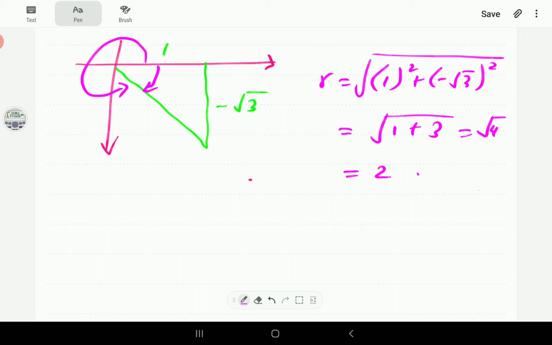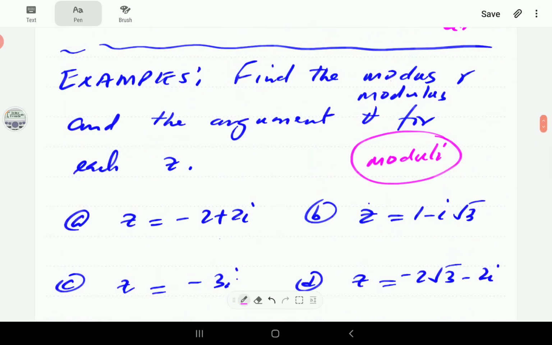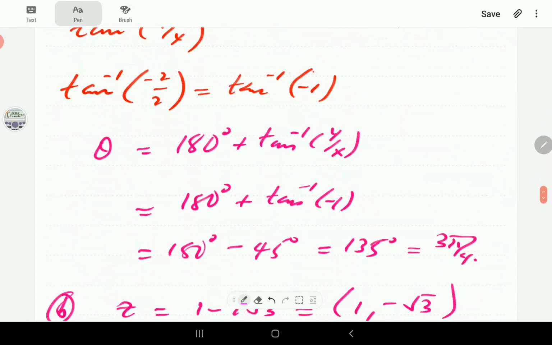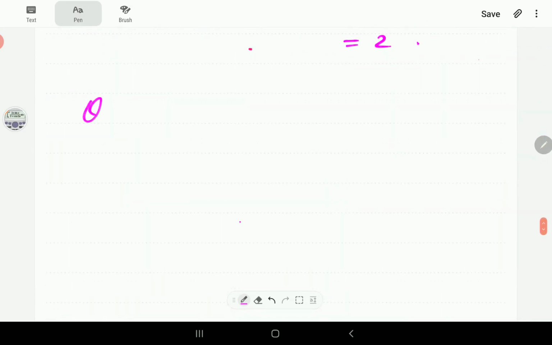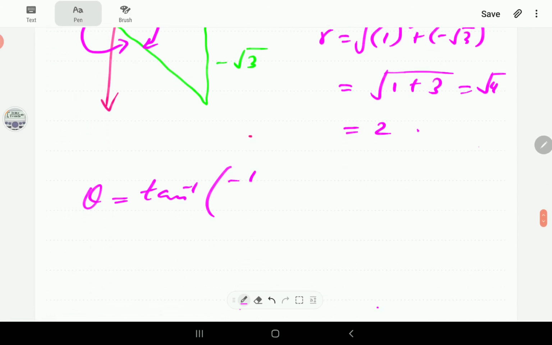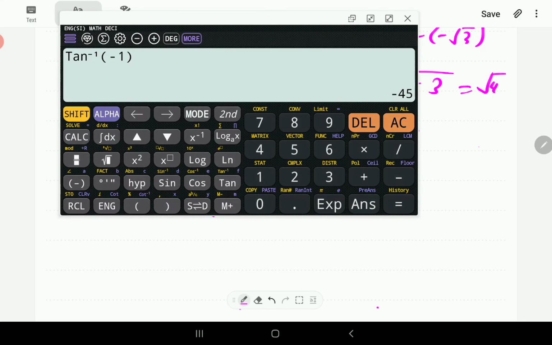Either will be acceptable. So according to our formula in quadrant 4, we can just do inverse tangent y over x. So let's see what that gives us. So inverse tangent, y is -√3, x is 1. So this is simply inverse tangent -√3. So if I just go back to this one and plug in √3 there, this gives us -60.